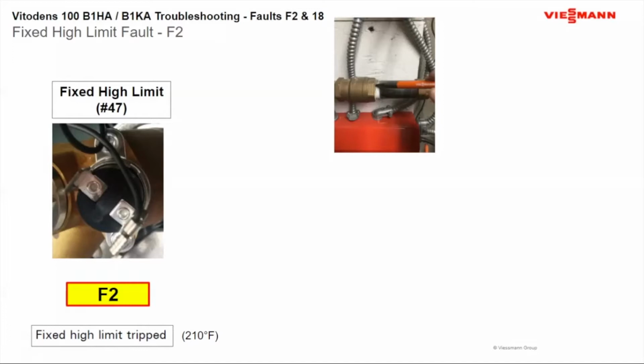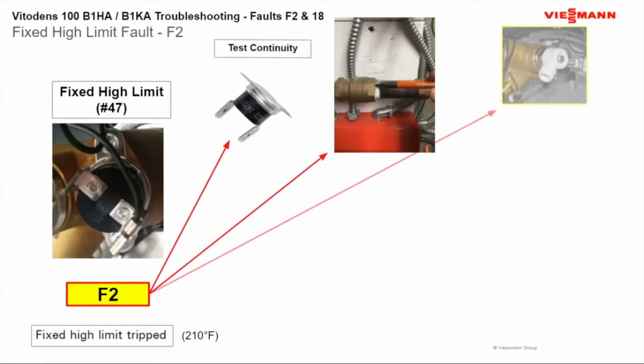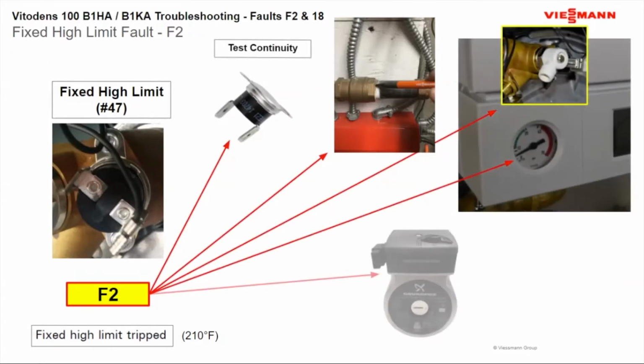The F2 fault, there's your fixed high limit, and that's normally what the fault code check is going to tell you, that you went off on fixed high limit, which will trip at about 210 degrees. Things that may cause your fixed high limit, we'll talk about that now.